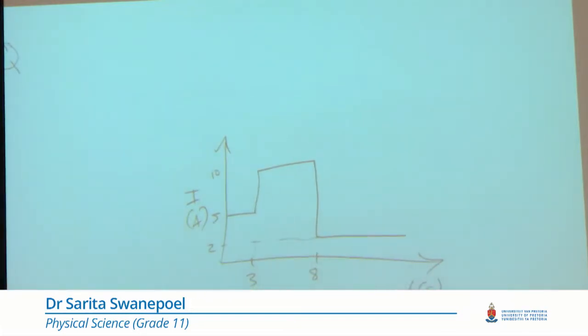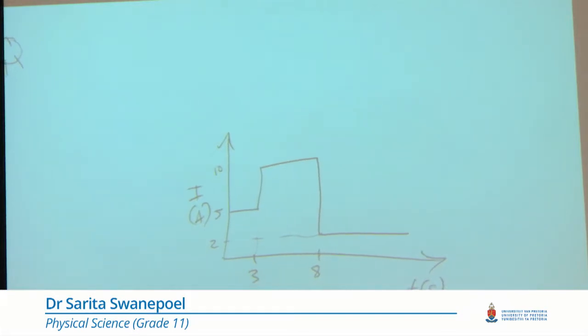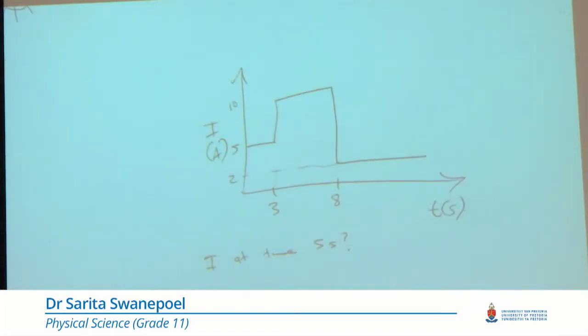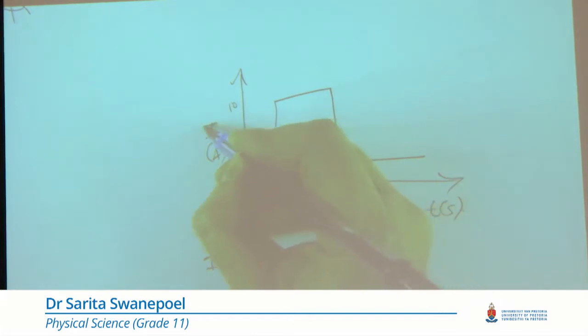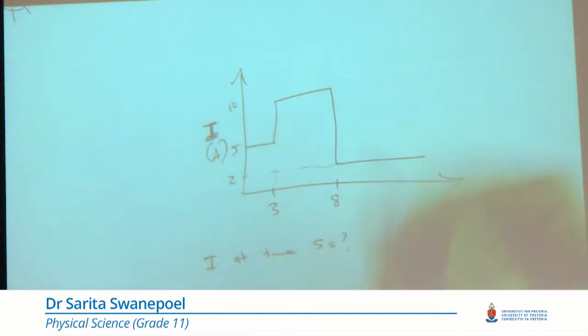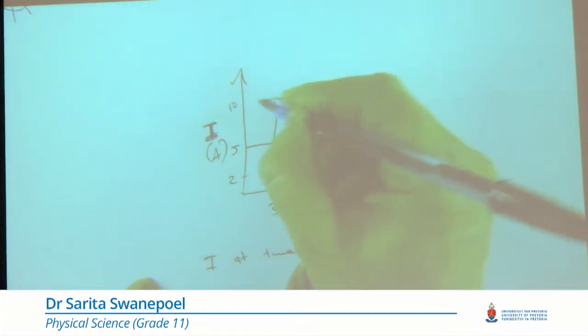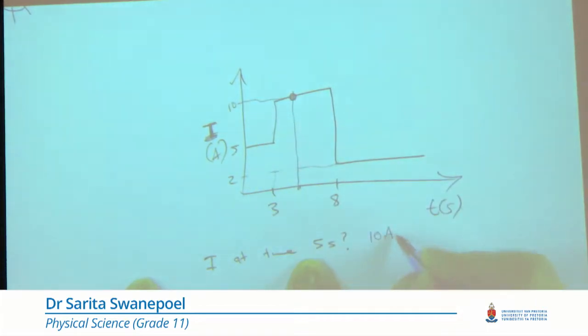So they give me a graph, and now they ask me, what is the current at time 5 seconds? What are you going to do? You're going to read it from the graph. If they ask you for one of the axes, then it's reading. So you say, okay, 5 seconds, it's around about there, then I go up, and my graph value at that point is 10. So it's 10 ampere.